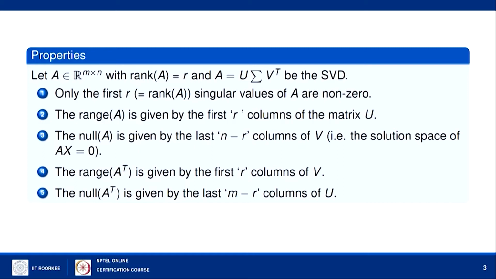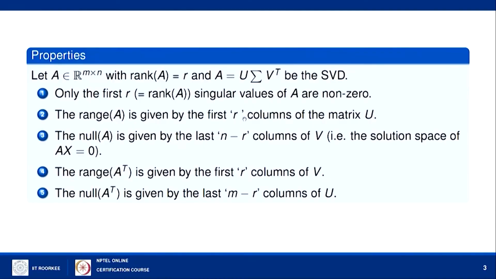So, the range of A is given by the first r columns of the matrix U. What will be the size of matrix U? It will be m by m. So, we will have m-dimensional vectors, and how many vectors? r vectors, that is the rank of A. Those r m-dimensional vectors, the first r columns of the m by m matrix U, will give the range space of A, that is, they will form the basis of the range space of A.